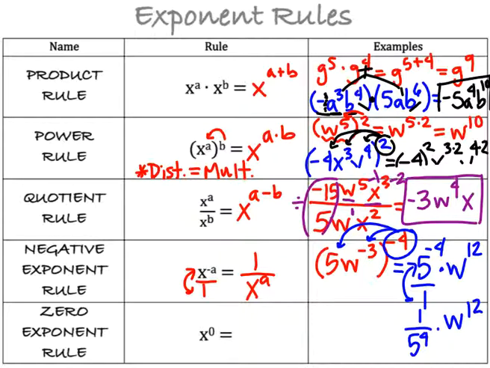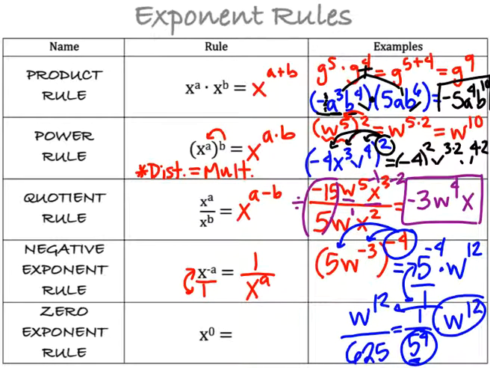Last thing we've got to do, once again, look out for any bases that are numbers raised to exponents, because this is actually something we can simplify. All right, 5 to the 4th power ends up being 5 times 5 times 5 times 5. So please don't tell me it's 20. That ends up being 625 in your denominator. And then we're going to shift this w to the 12th into the numerator. So you end up with w to the 12th power all over 625. That's your final answer.